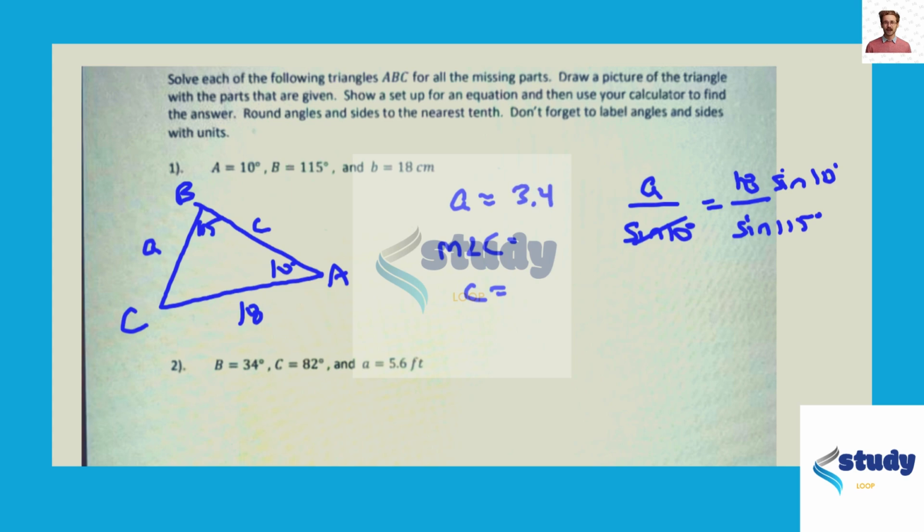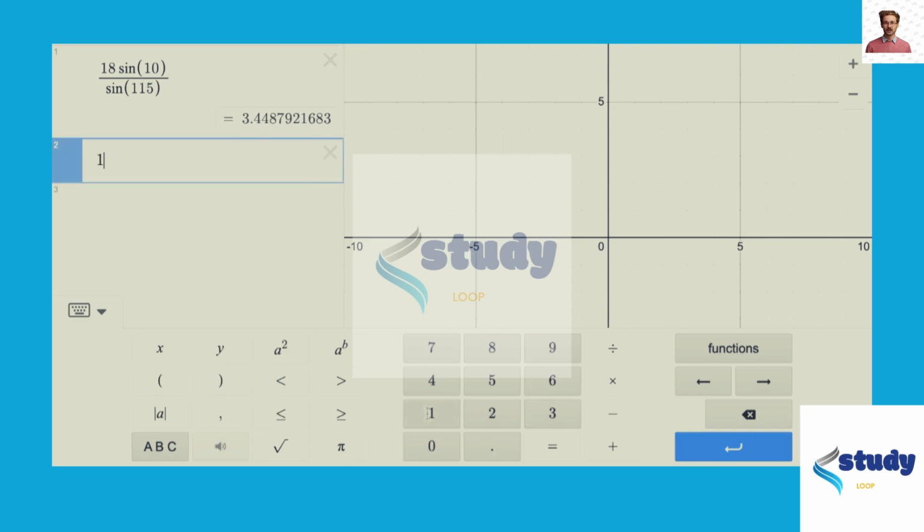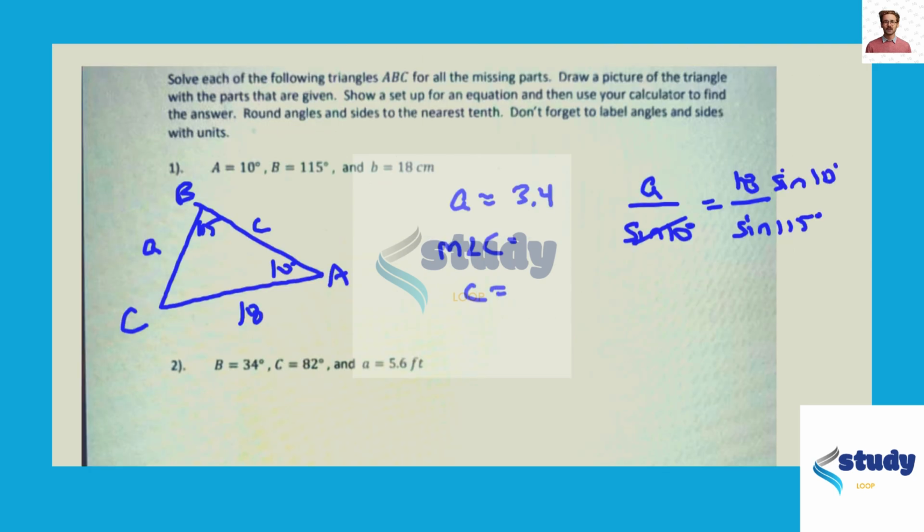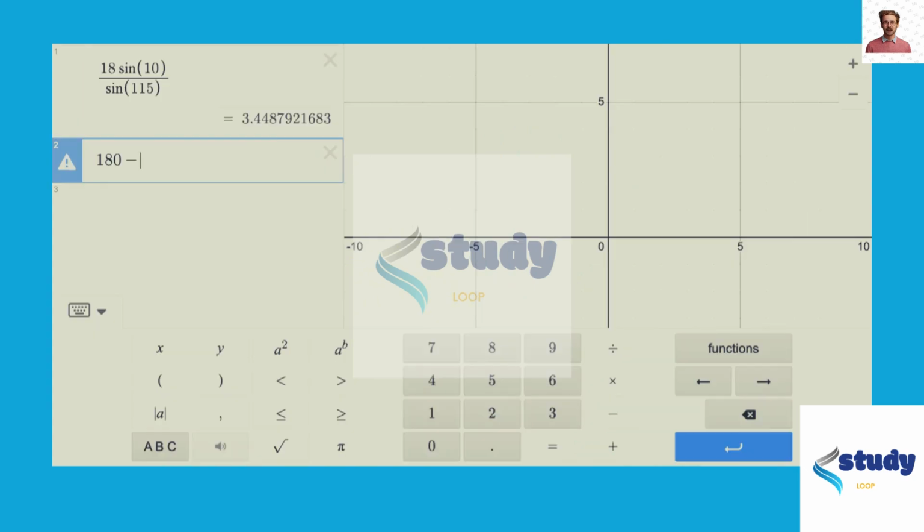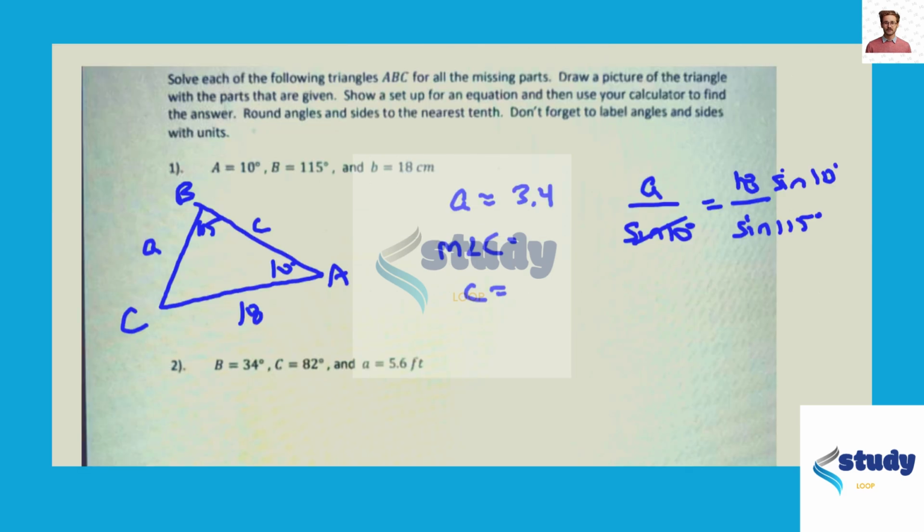Angle C: if there's 180 degrees in a triangle, and we know both of them, one is 115 and the other is 10. That leaves 55 degrees for angle C.